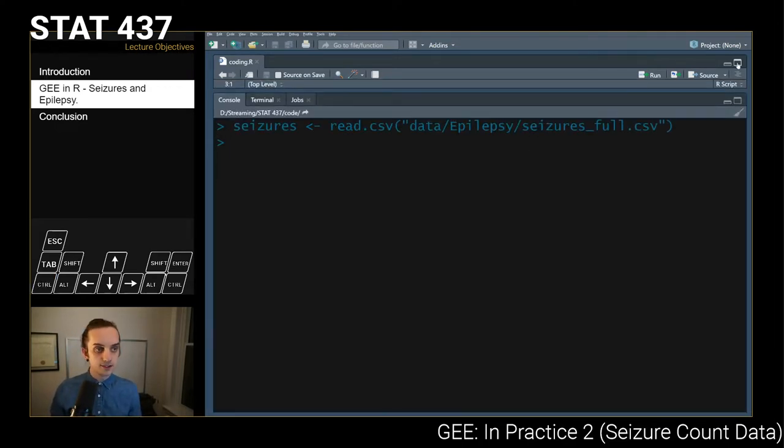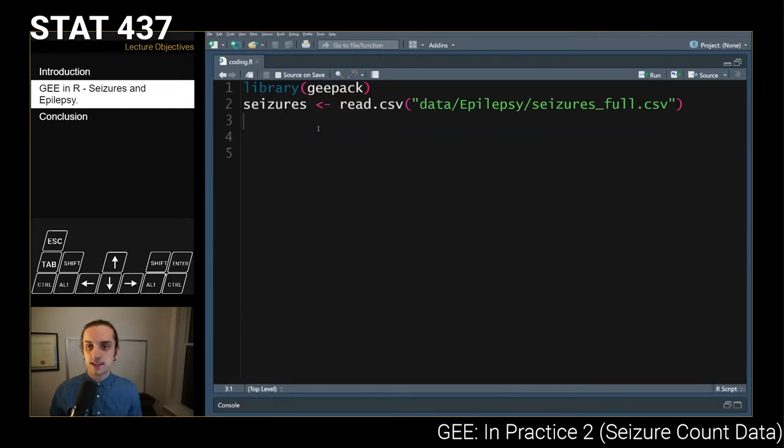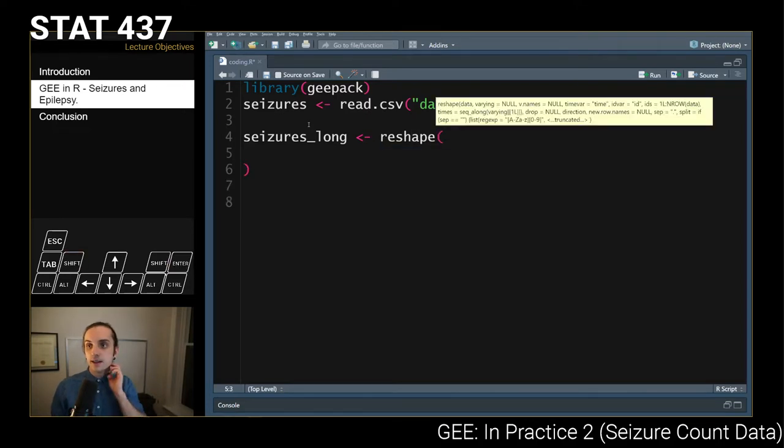The first thing to note about this data is that it's actually in wide format. Now, I didn't explicitly say this last time, but the geeglm function requires your data to be in long format. So the first thing we're going to want to do is transform this to be in long format. We can call reshape on this. We're going to pass in our data as seizures.